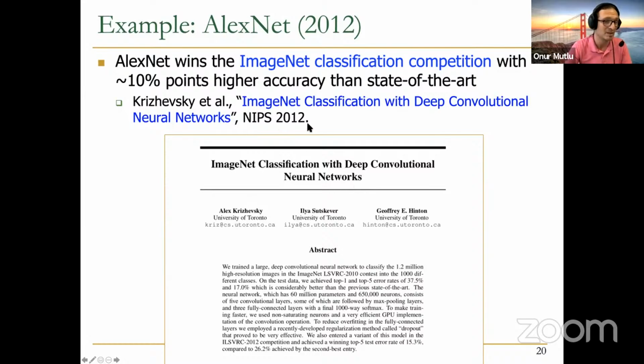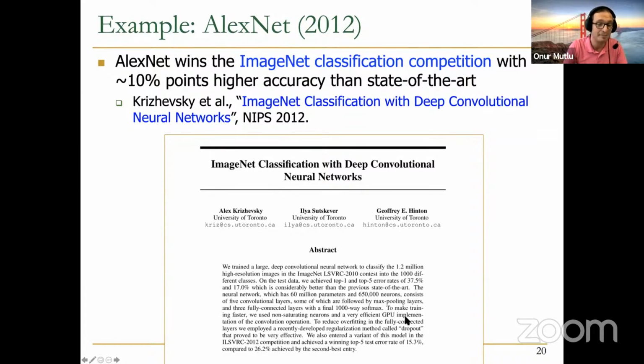And you can read this paper. This is actually the paper that has enabled a lot of machine learning to take off recently. They were able to show that compared to the state of the art at the time, they were able to get 10% higher accuracy in classification tasks by using this deep neural network, by having a very efficient GPU implementation of the convolution operation.